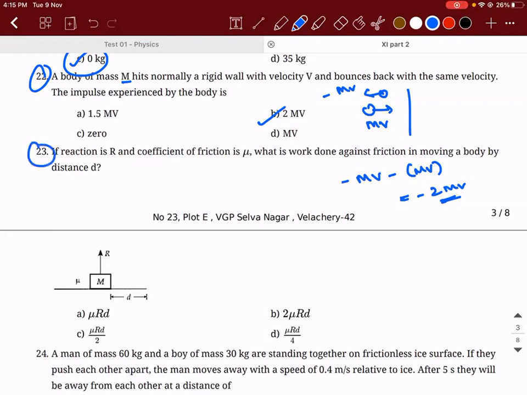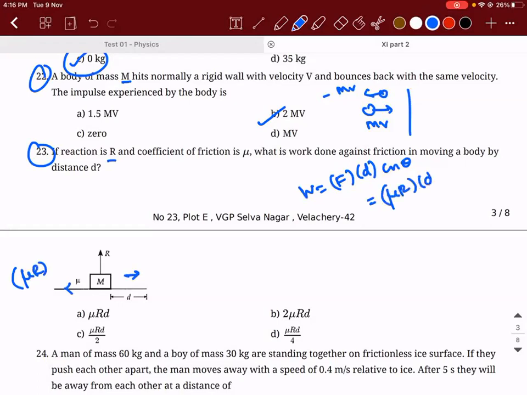23rd. If the reaction is R and the coefficient of friction is mu, what will be the work done against friction in moving a body by a distance d? Why did this question come here? So what is the formula for work done? Work done is equal to force into displacement into cos theta. The object is moving in the rightward direction and the friction is acting in this direction, mu R, and the displacement is in this direction. So what is the answer? Mu R into d multiplied with cos of 180 degrees. So cos 180 is minus 1, so the answer is minus mu R d.